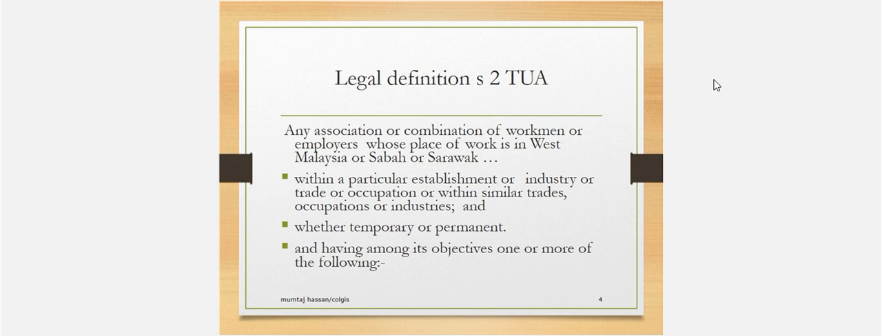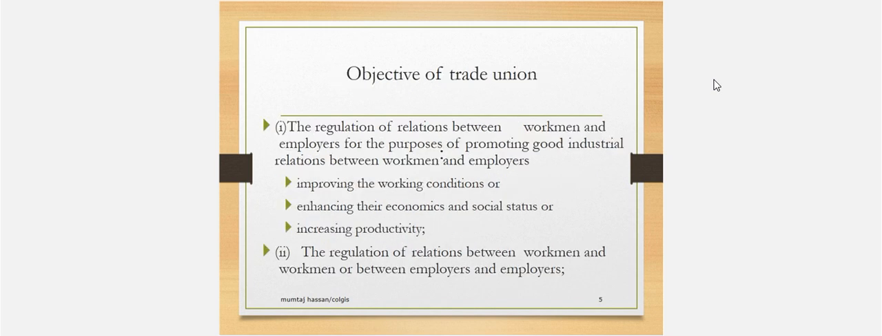So the trade union can be an association or combination of workmen for any particular industry, within the similar trade, occupation or industry, whether permanent or temporary, but it must have one or more of the objectives. What is the objective? Why do you want to form a trade union? You must have any of the reasons here. The objective must be one of these, one or more.